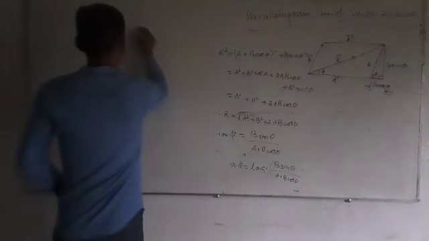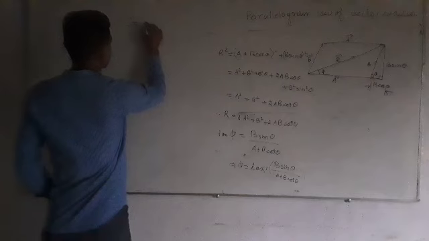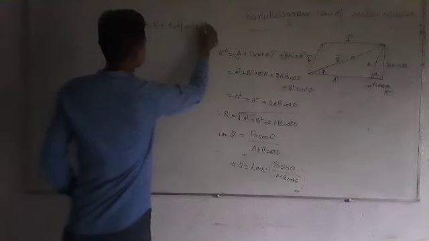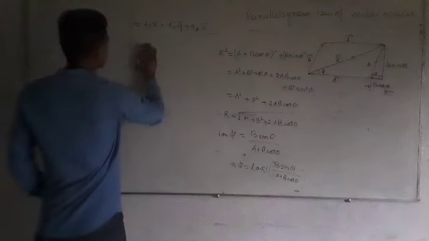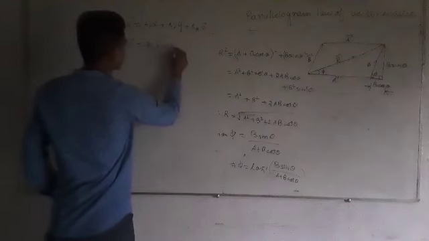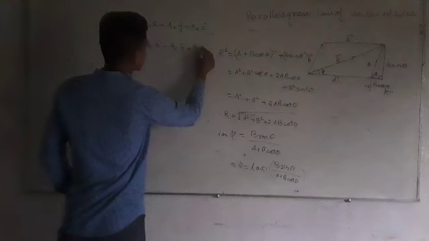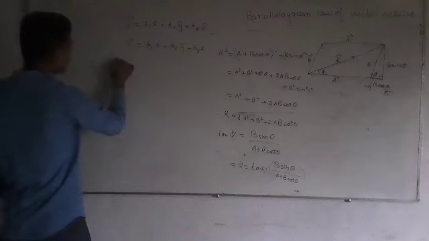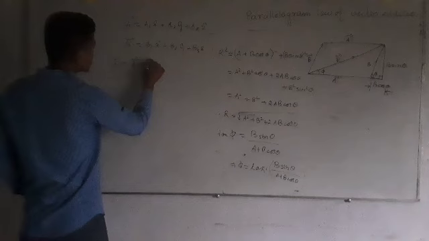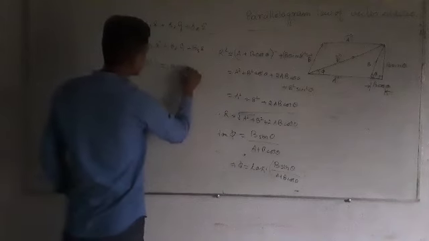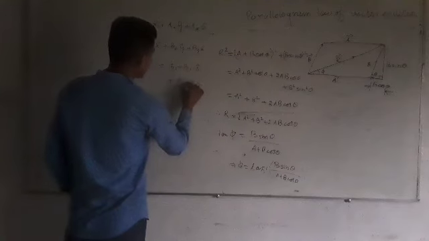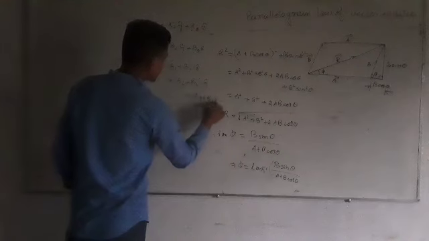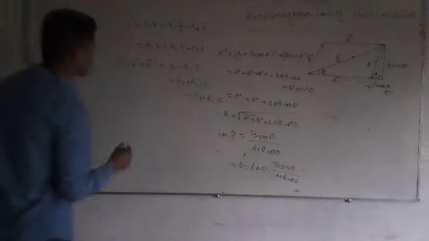For example, if A vector is equal to A1 x cap plus A2 y cap plus A3 z cap, and B vector is equal to B1 x cap plus B2 y cap plus B3 z cap, then the resultant of the two vectors, R vector, is equal to A vector plus B vector, which is (A1 plus B1) x cap plus (A2 plus B2) y cap plus (A3 plus B3) z cap. This is how we represent the resultant vector.